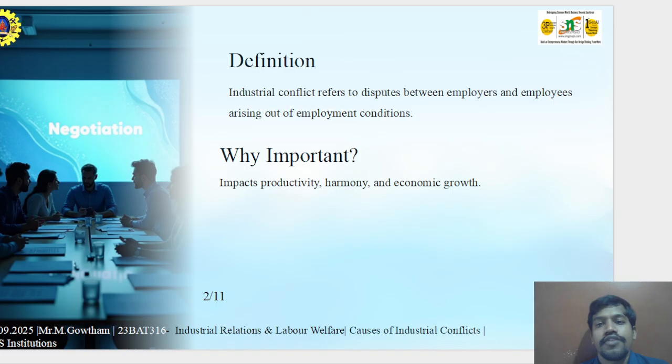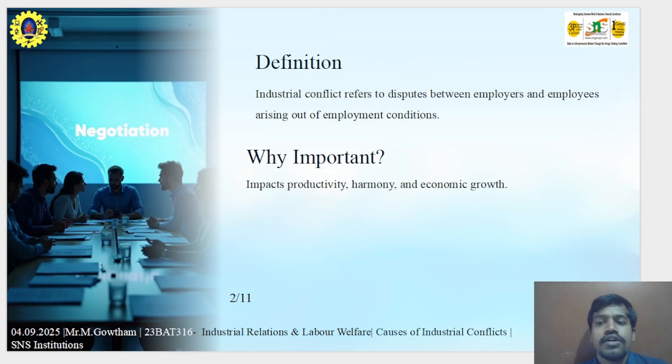First slide, the definition of industrial conflicts. It refers to disputes between employees and employers, which we already know, based on wages, working conditions, and the hours of work. These are things which commonly push to such situations. Why is it important? It impacts productivity, which is very important, and the harmony of the working environment. With no smooth working process, the work is not completed. When production is completed perfectly, economic activities also move smoothly, and the economic level also increases. So these are the basic reasons why mediation works are arranged.